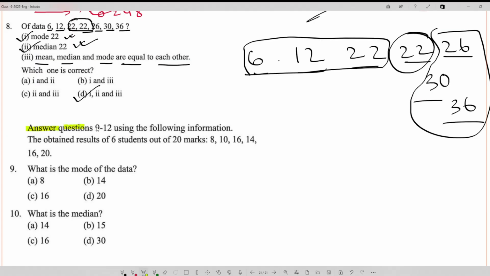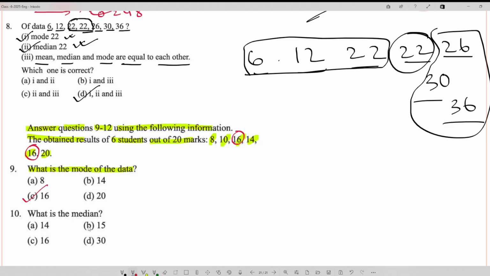Answer questions 9 to 12 using the following information. The obtained result of 6 students out of 20 marks. Someone gets 8, 10, 16, 14, 16, 20. Now, what is the mood of the data? Let's check which number comes more repeatedly or most frequently. Look, here is 16 and 16. These 16 come twice. So, our result is number C, 16.